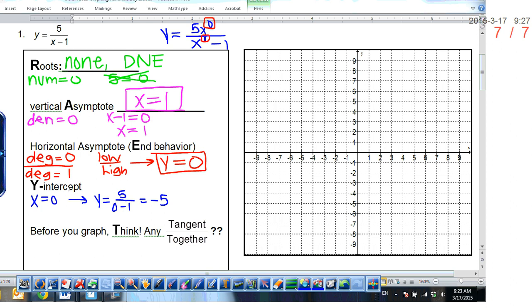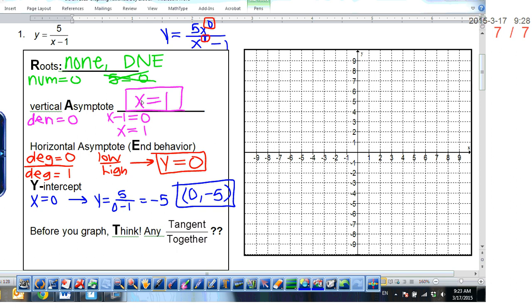It's the point what? 0, -5. Intercepts and roots are always points. Asymptotes are always equations. Okay. So now we're going to plot these 4 things before we talk about the t's.